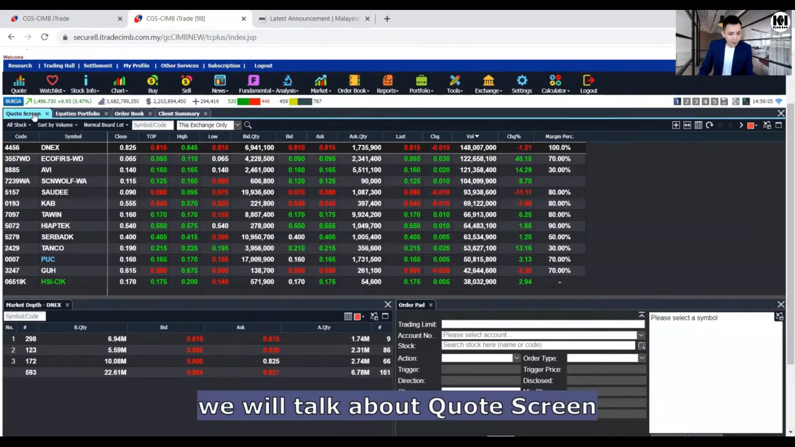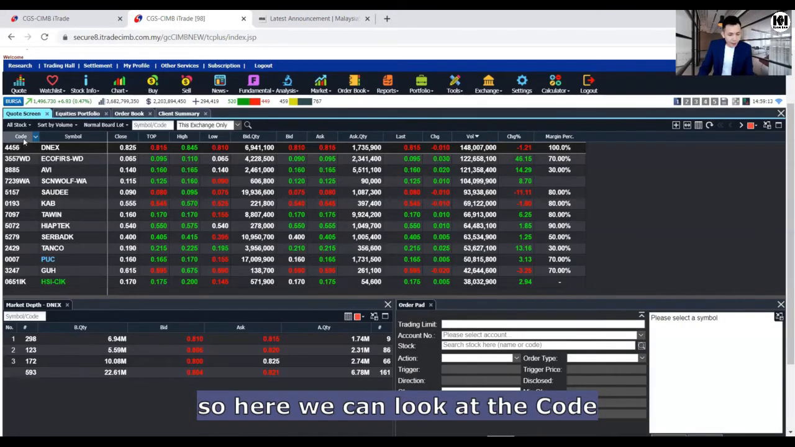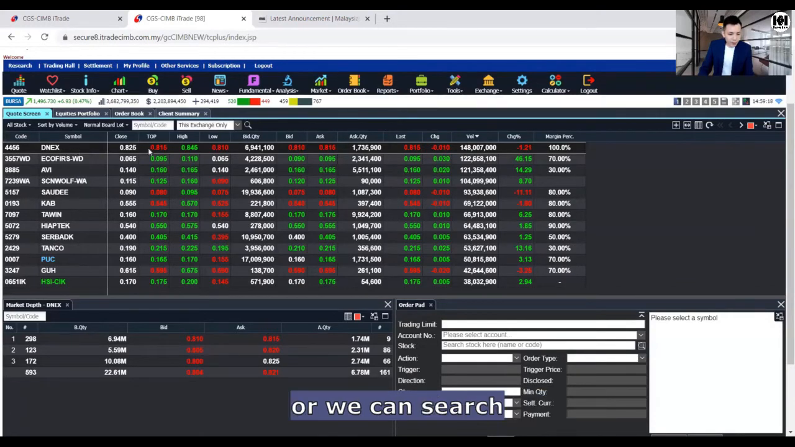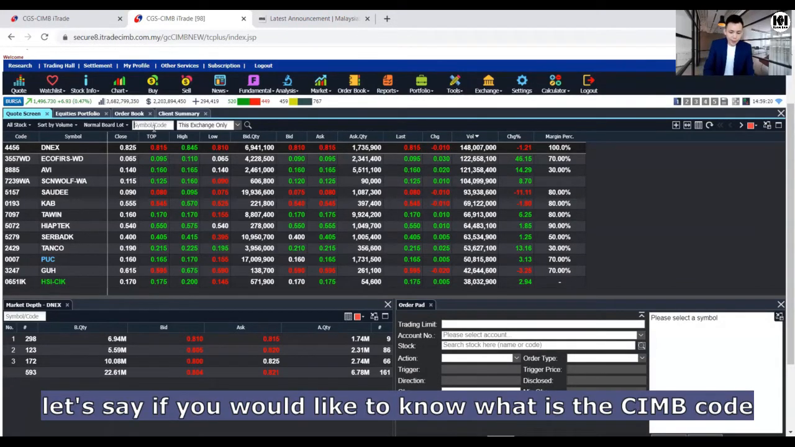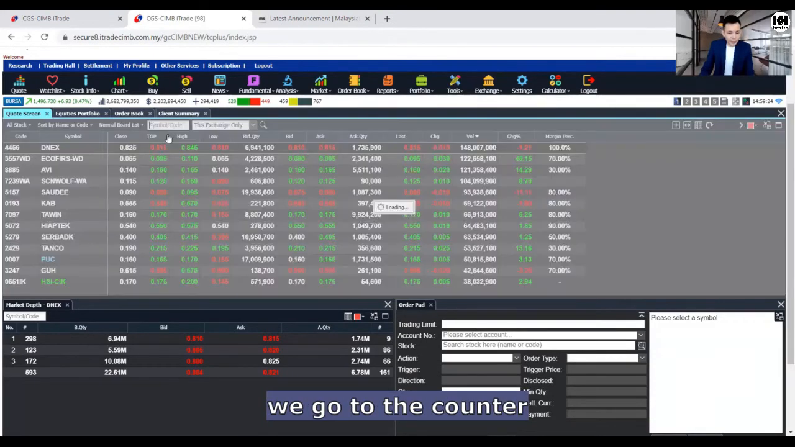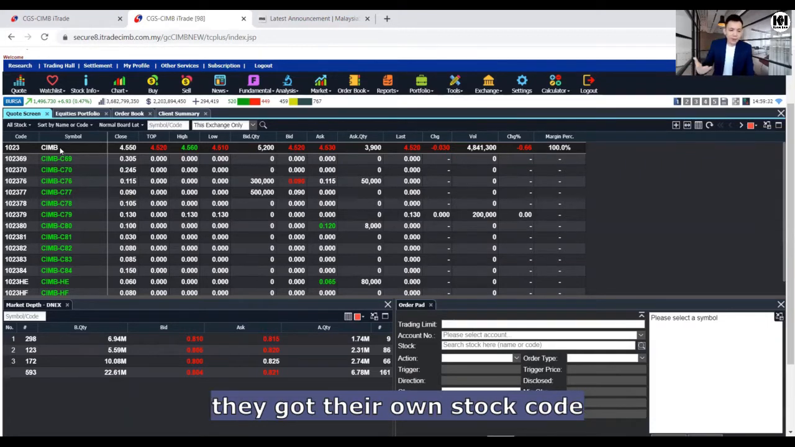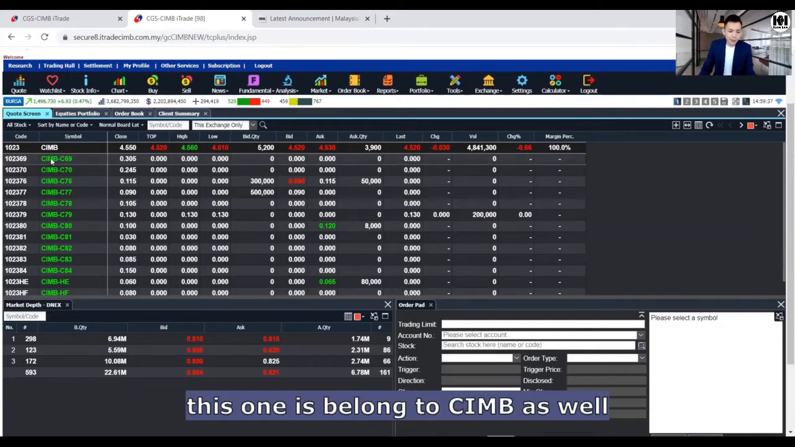First one, we will talk about the code screen, how to read the code screen. This is sorted by the top volume. So here we can look at the code, or we can search. Let's say you would like to know what is the CIMB code. We type in CIMB, we go to the counters. Each public listed company has its own stock code. It's unique, it won't be repeated. This one belongs to CIMB as well.